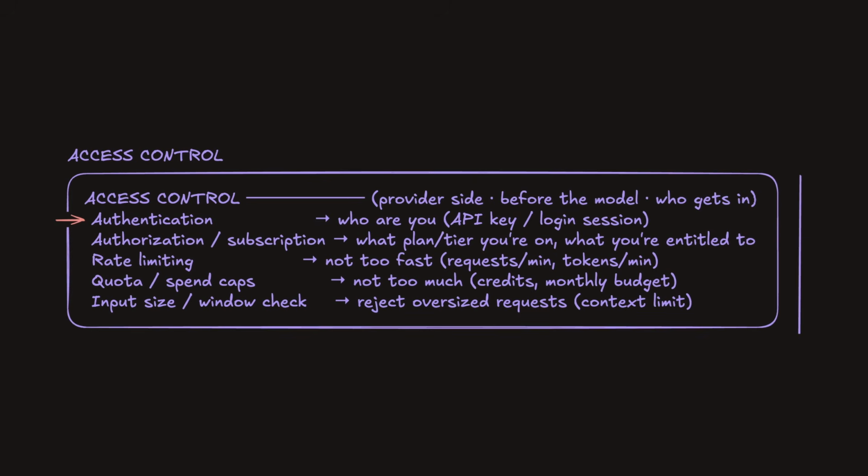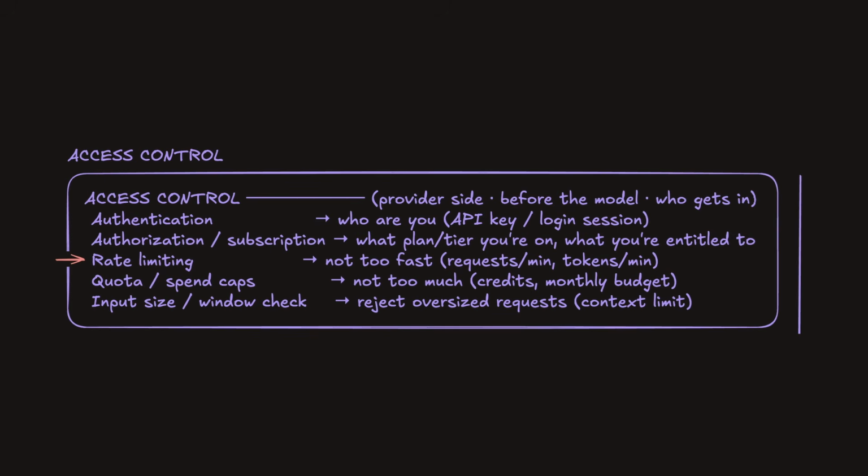Authentication is who you are, as in what's your login session, as in who are you logged in as, or what is your API key and what account is linked with that API key. Authorization or subscription is what power or leverage do you have, as in what capabilities or powers does the subscription or API you have, and how much can you use.